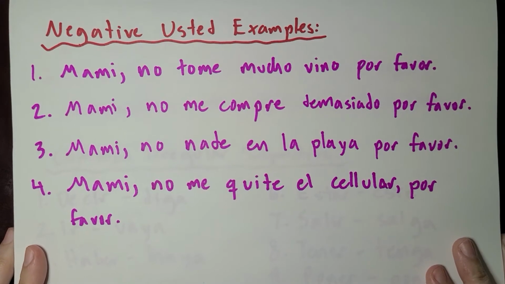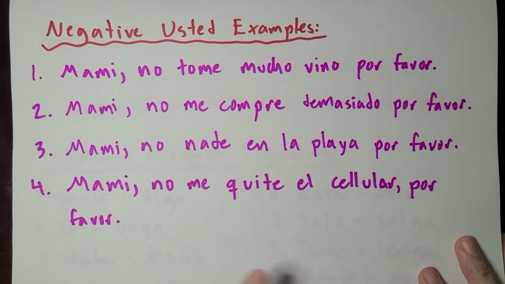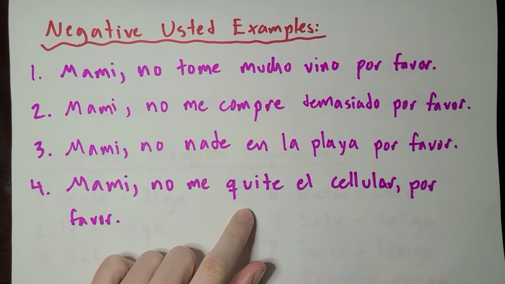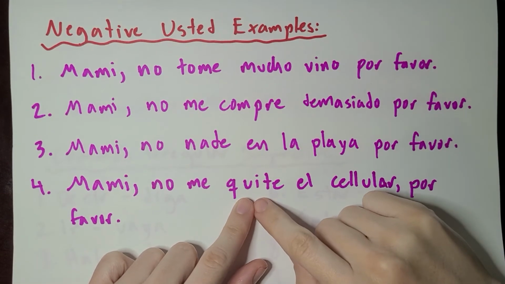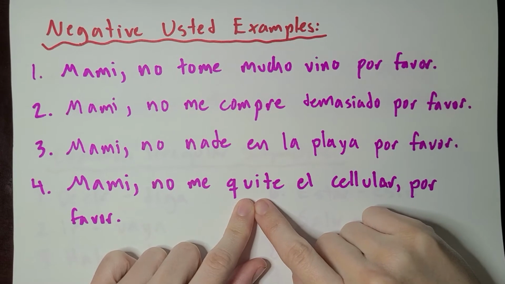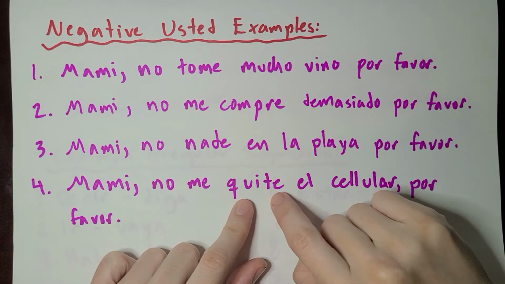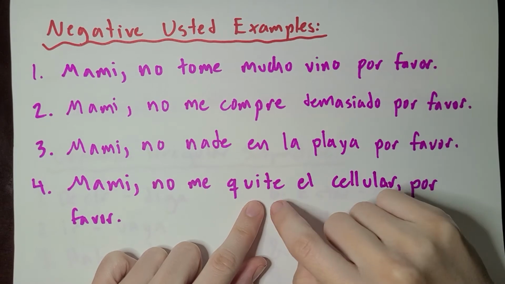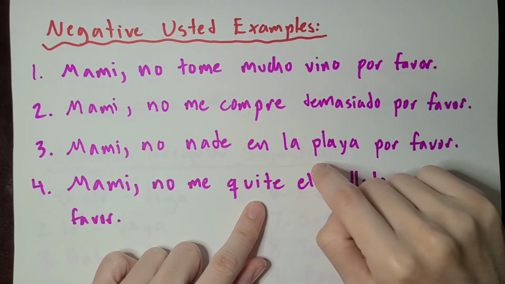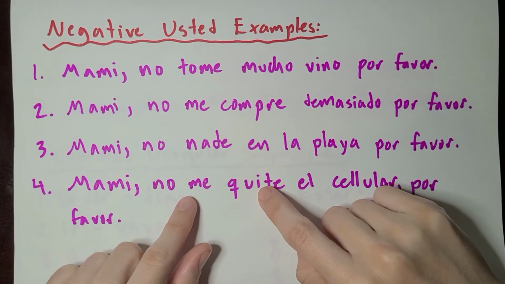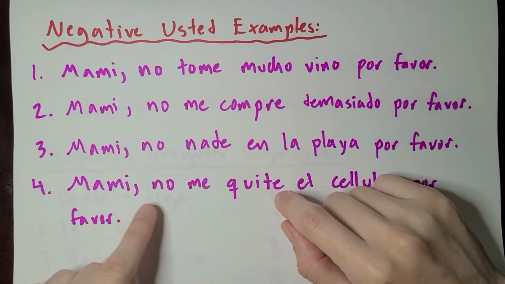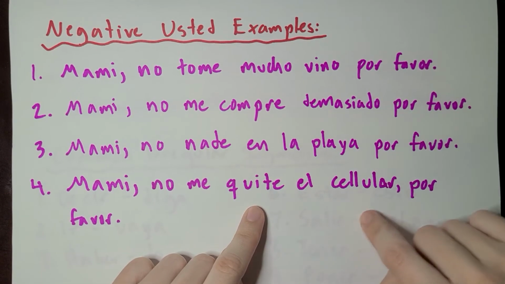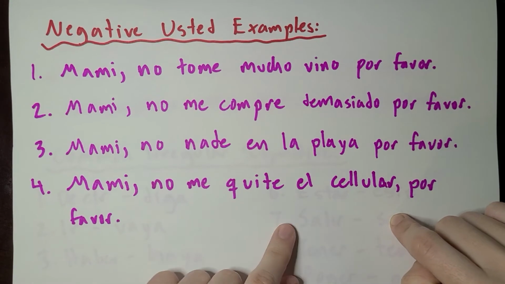4. Mami, no me quite el celular, por favor. So this is also from quitar, and quitar can mean to remove clothing, but it can also mean to take something away from somebody. So here we're using it to say to take somebody's cell phone away. So this is not the reflexive verb of quitar, because your mom isn't doing it to herself or removing clothes from herself. She is taking away your phone. So the pronoun is me, because you're saying don't take away my phone from me, please. So mami, no me quite el celular, por favor. Don't take away my phone, please.